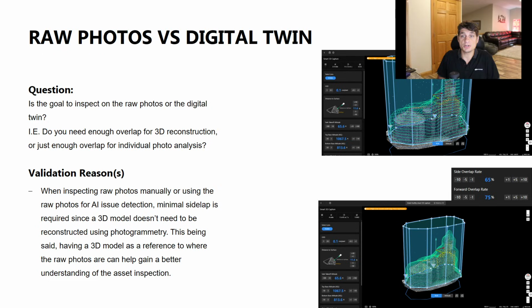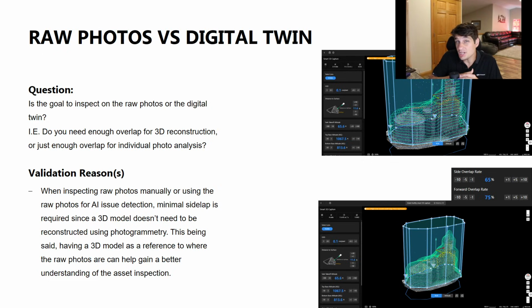The next one is going to be, do I need to be making a full 3D representation of a digital twin, or am I going to be doing that inspection on the raw photos? So is the goal to inspect the raw photos or the digital twin?